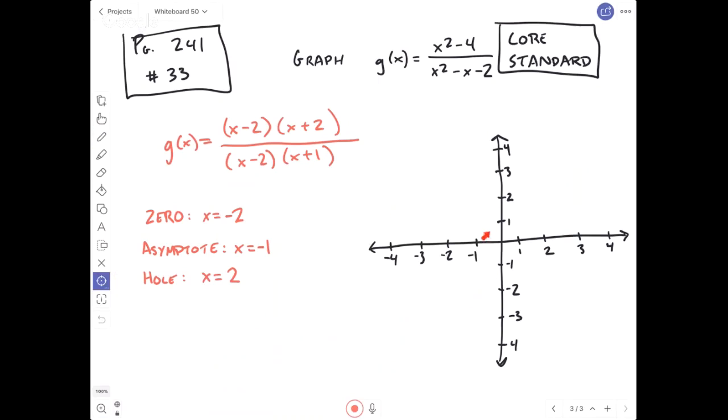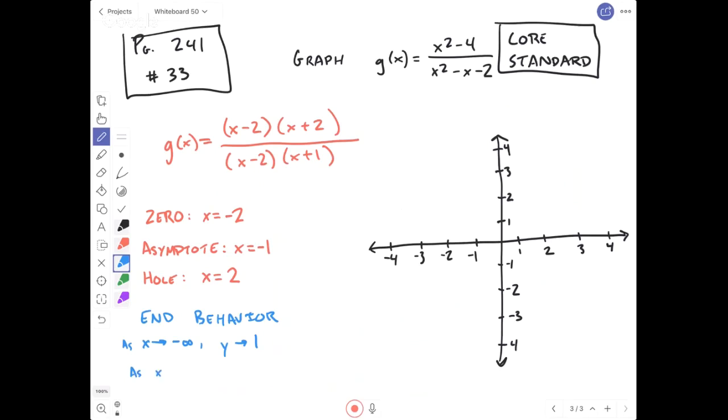Let's see. I can tell that this function is going to be asymptotic with respect to y equals 1. So there's end behavior as x goes towards negative infinity. Let's start with positive infinity: as x goes to positive infinity, y goes to 1. So here's my horizontal asymptote at y equals 1. And here's my vertical asymptote at x equals negative 1.